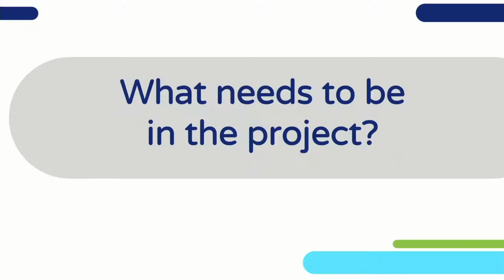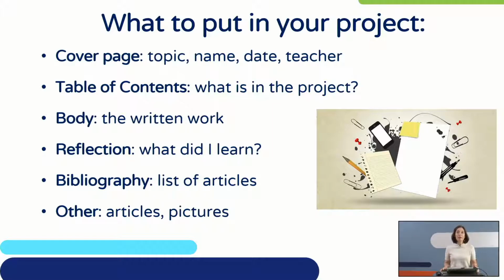So, what needs to be in your project? First, you need to have a cover page. What is the cover page? That's where you write your topic, your name, the date, and your teacher's name. After that, you put a table of contents. A table of contents is a list of what is in your project. Then comes the body of your work. That's the main part of your work, giving your research, all the information that you have found.